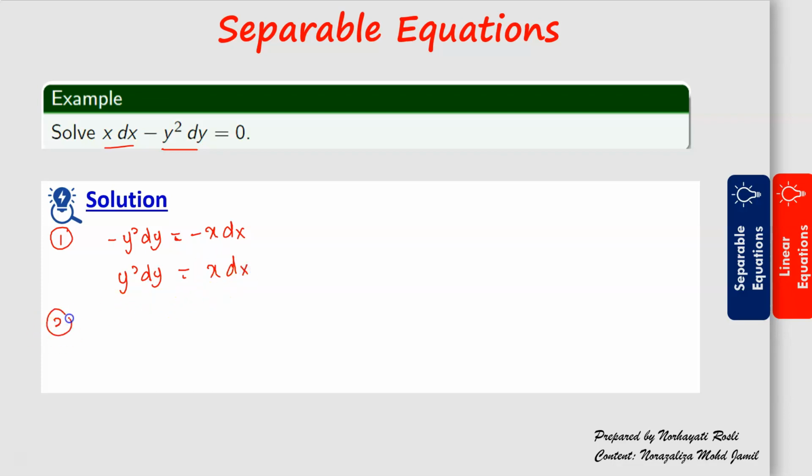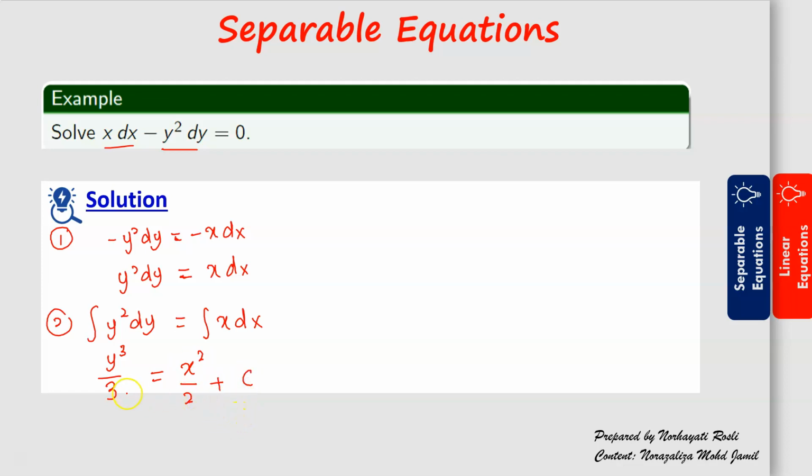How can we solve this one? We go to the second step, which is we need to integrate both sides, which is the integration of y squared dy equal to the integration of x dx. It is easy to integrate this function because it is just a polynomial function. So integrating y squared dy will give us y to the power of 3 divided by 3. And integrating this side will give us x to the power of 2 divided by 2 plus c.